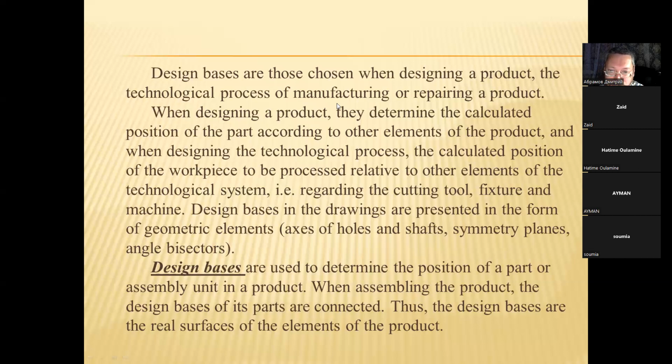Design bases in the drawings are presented in the form of geometric elements: axes of holes and shafts, symmetry planes, angle bisectors. So what can be design bases? It can be axes of holes and shafts, symmetry planes, angle bisectors.